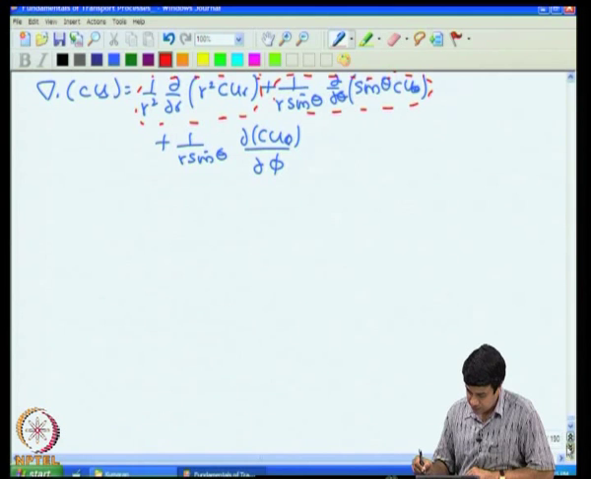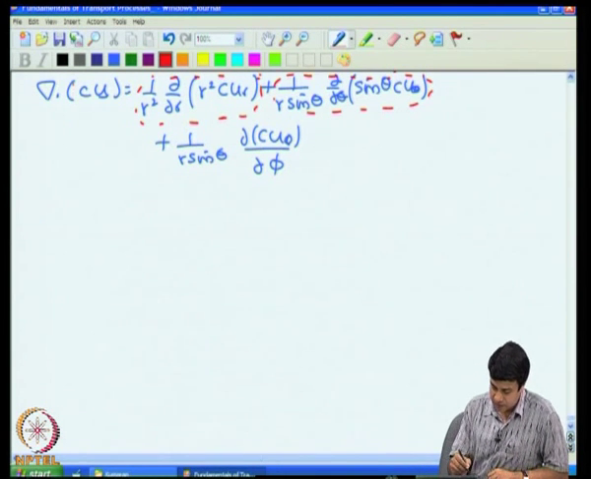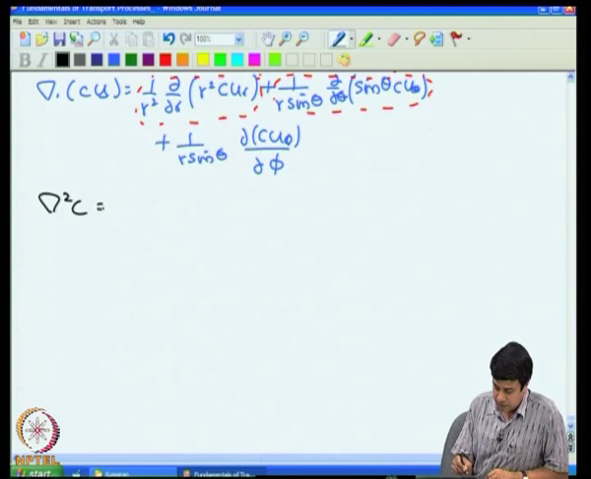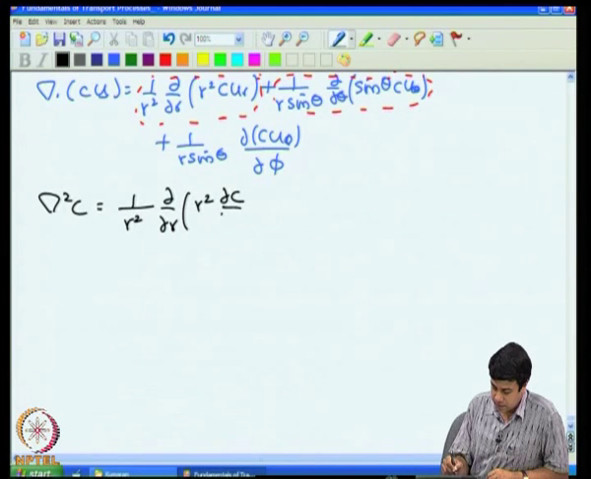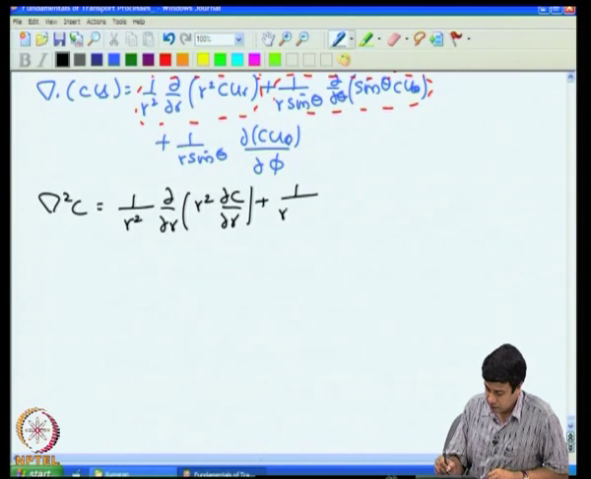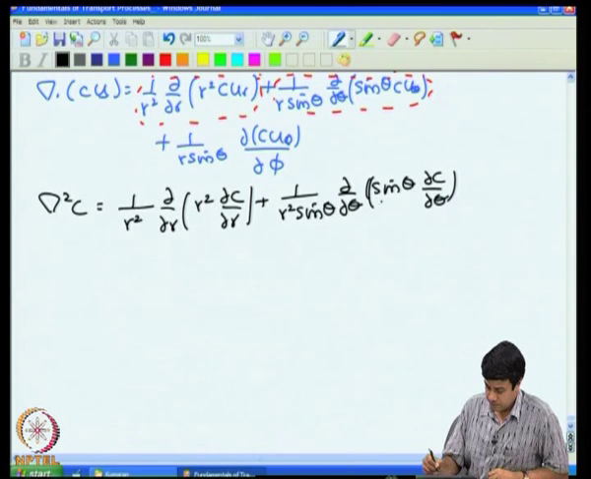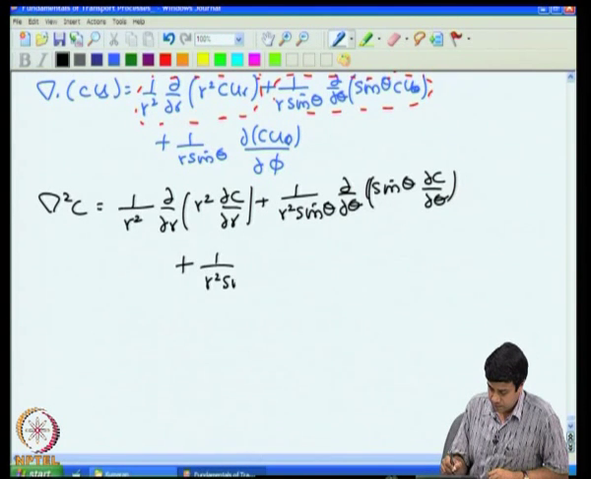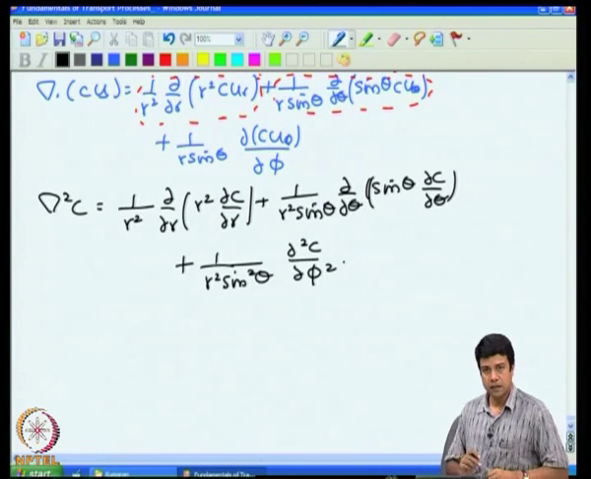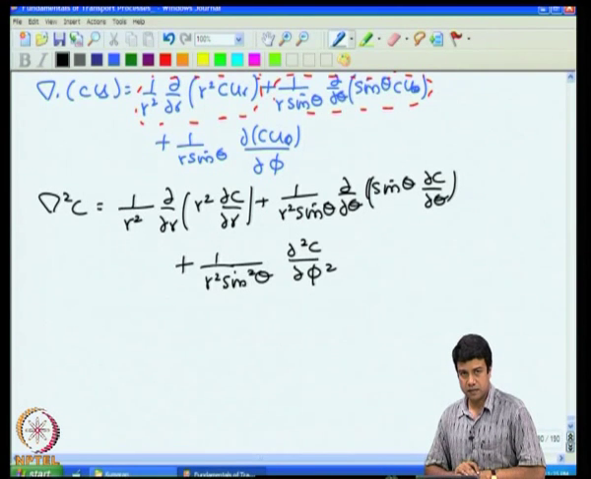Okay. So, in the spherical coordinate system, I will define the Laplacian del square c is equal to 1 over r square d by dr of r square dc by dr plus 1 over r square sin theta. So, this is the Laplacian in a spherical coordinate system. Once again, a slightly more complicated form.